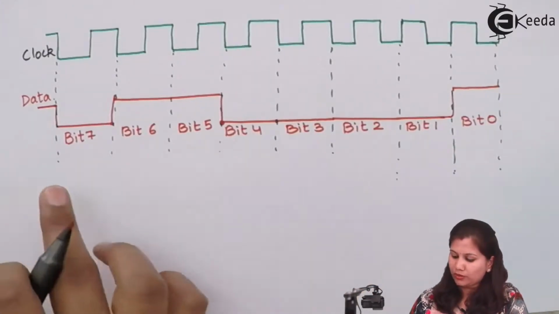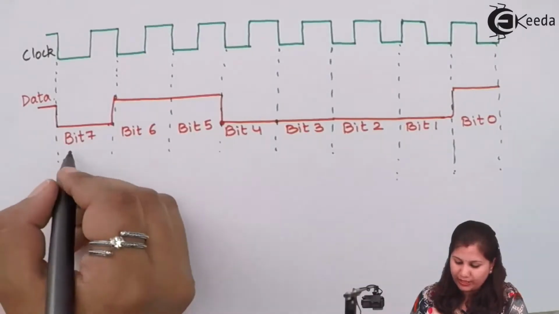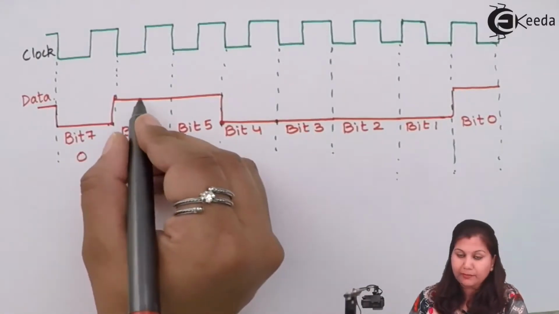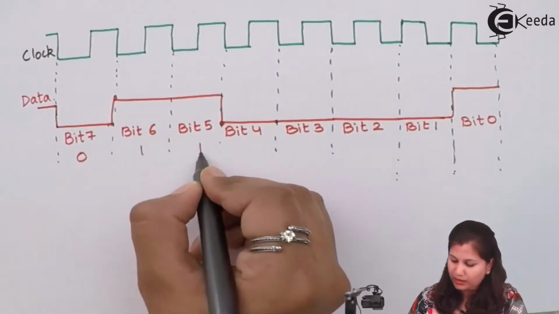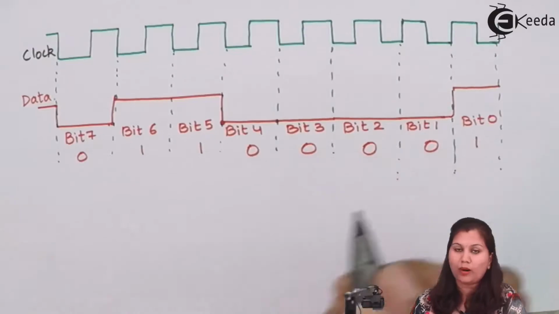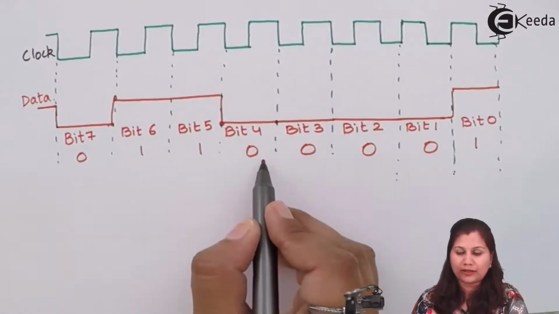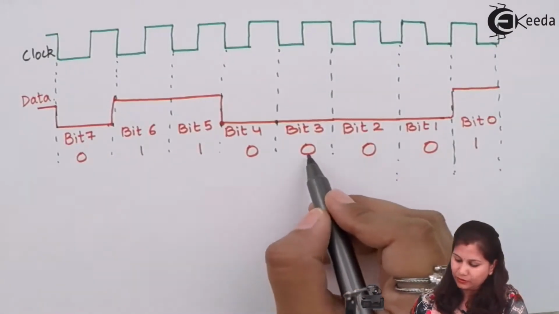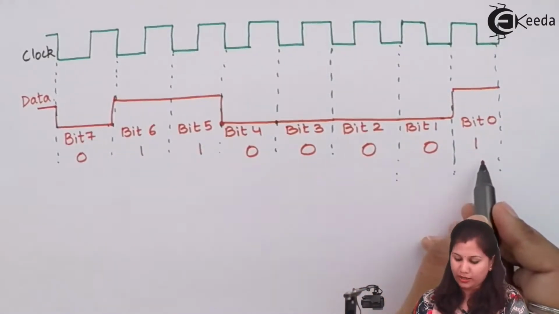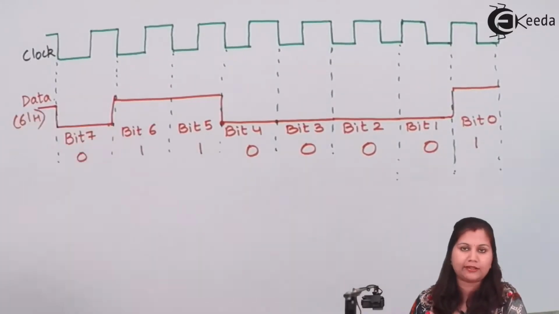Okay, so first of all you can see here it is low, so that will be 0. Bit number 6 is 1, 1, 0, 0, 0, 0 and 1. So if we see this 0, 1, 1, 0, that will be 6, and this is 0, 0, 0, 1, that is 1. So the data which we have transmitted here is 61H.